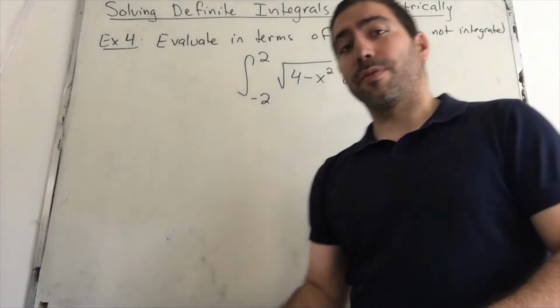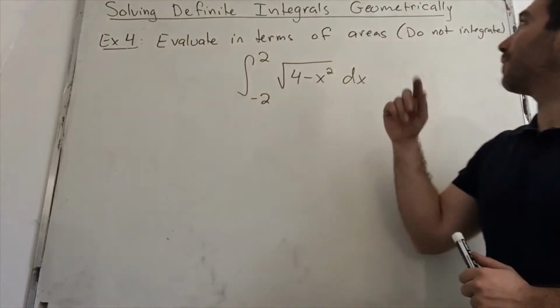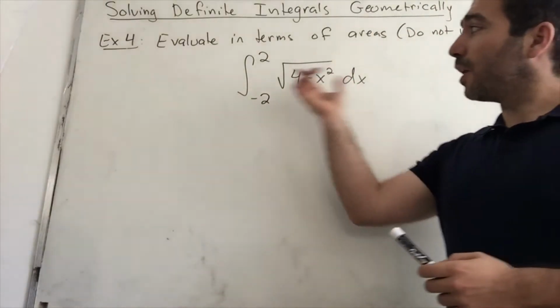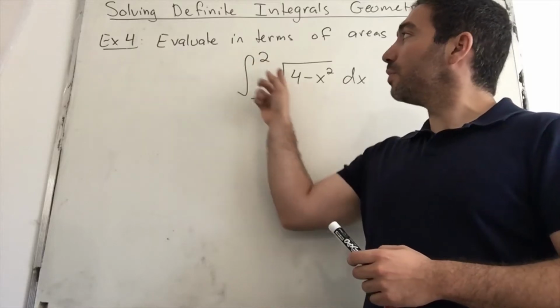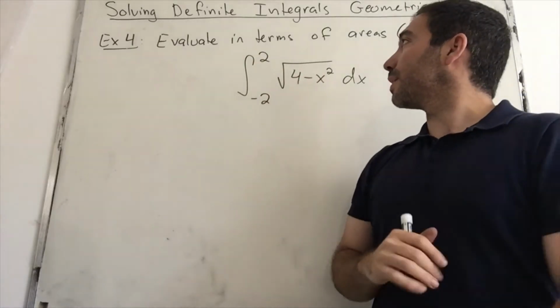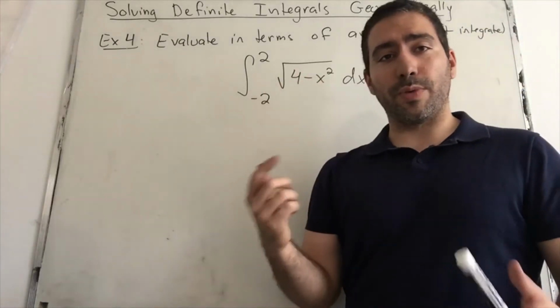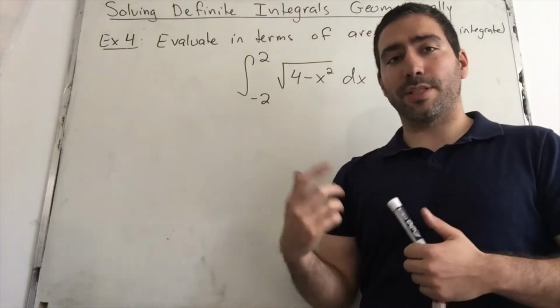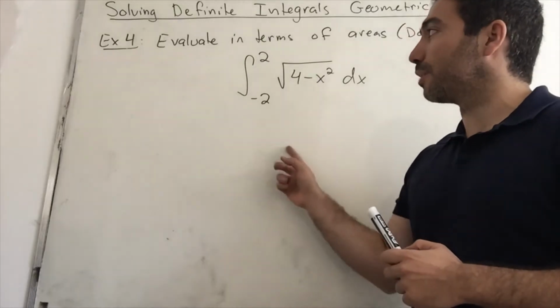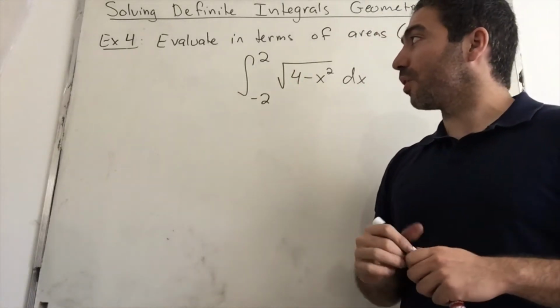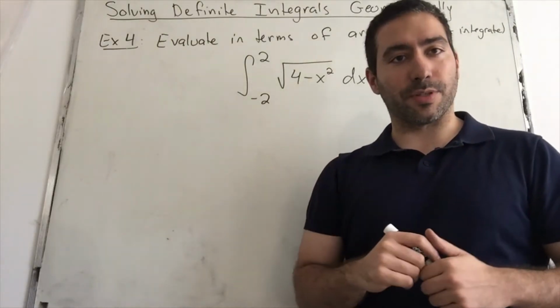fourth case. So in our fourth example over here, it says to evaluate in terms of area, do not integrate, do not anti-differentiate. We have to find the integral from -2 to 2 of the square root of 4 minus x squared dx. So here we have a square root, so we cannot use our summation formulas here, or the Riemann sums, because we don't have the sum of a square root. So this is one where we're actually stuck. We can't solve. We have to evaluate in terms of area.